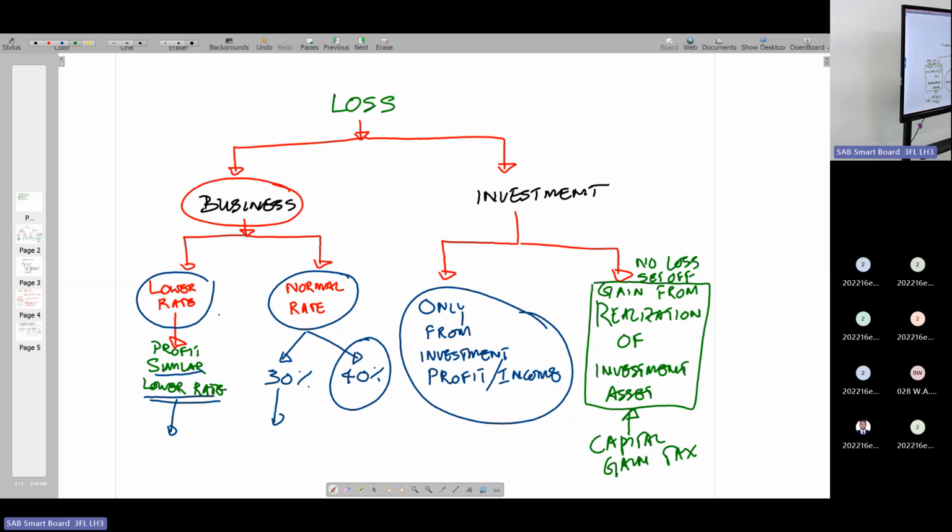No. No. If there are any losses from business, that can be set off against investment income. There's a restriction from this side. Investment losses cannot be set off against business income. That's the hidden factor. It doesn't say directly but it's there. Business loss can be set off against investment income, but investment losses cannot be set off against business income.